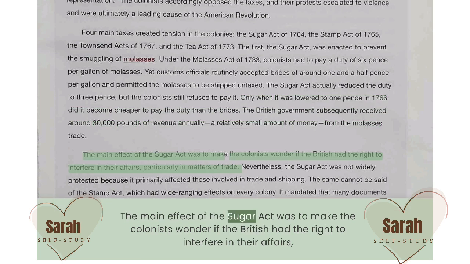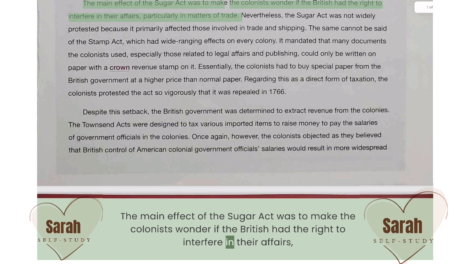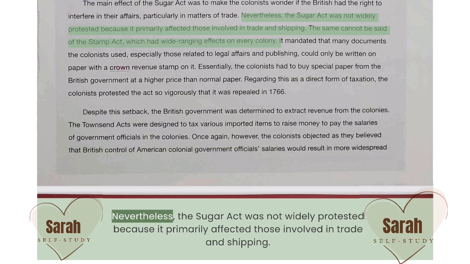The main effect of the Sugar Act was to make the colonists wonder if the British had the right to interfere in their affairs, particularly in matters of trade. Nevertheless, the Sugar Act was not widely protested because it primarily affected those involved in trade and shipping.